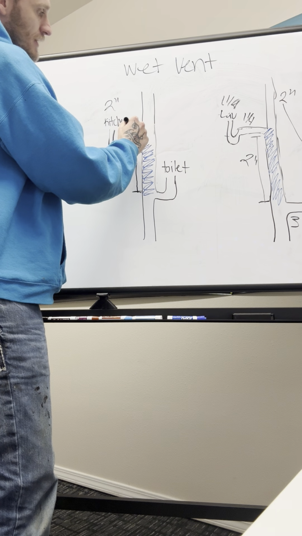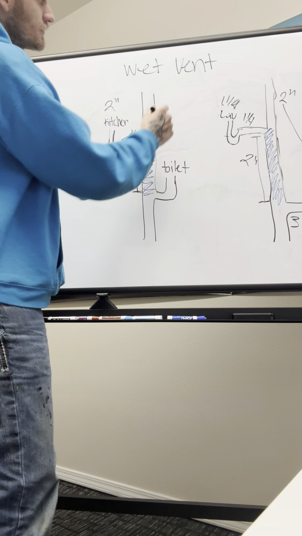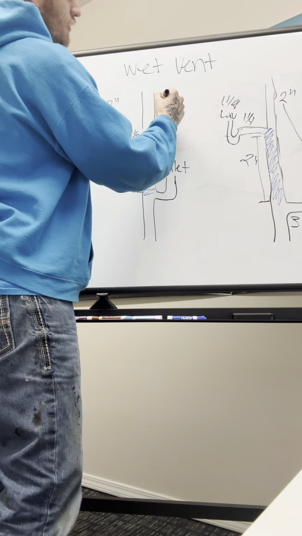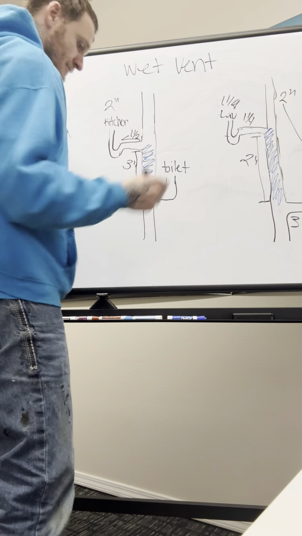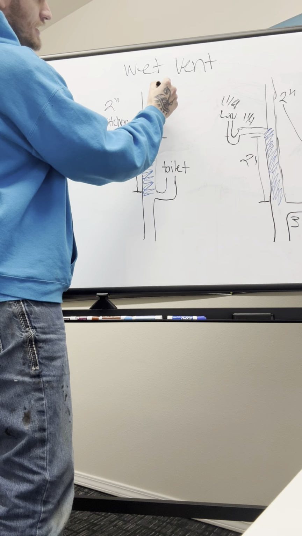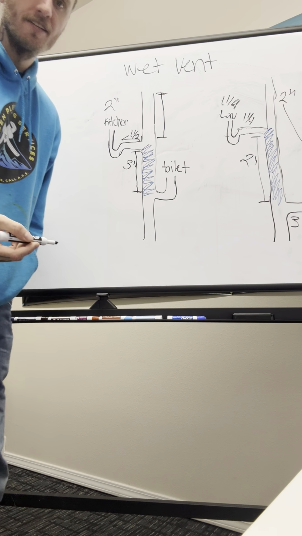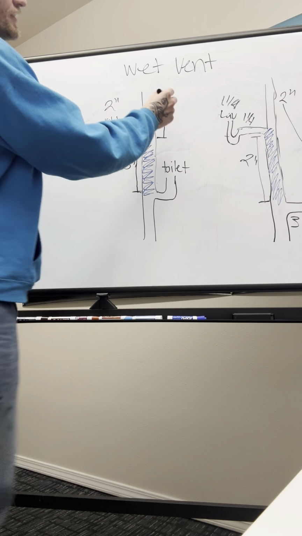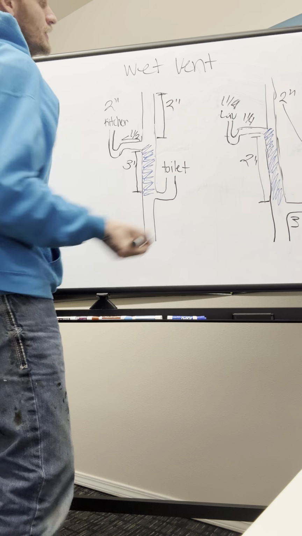This can now be 1.5 inches for a trap arm. And this up here, if you read your code book, since this section here is not wet vented, this to this is a traditional vent. We have no fixtures dumping in up here. This is just going to go out the roof. This can now go back down to 2 inches.